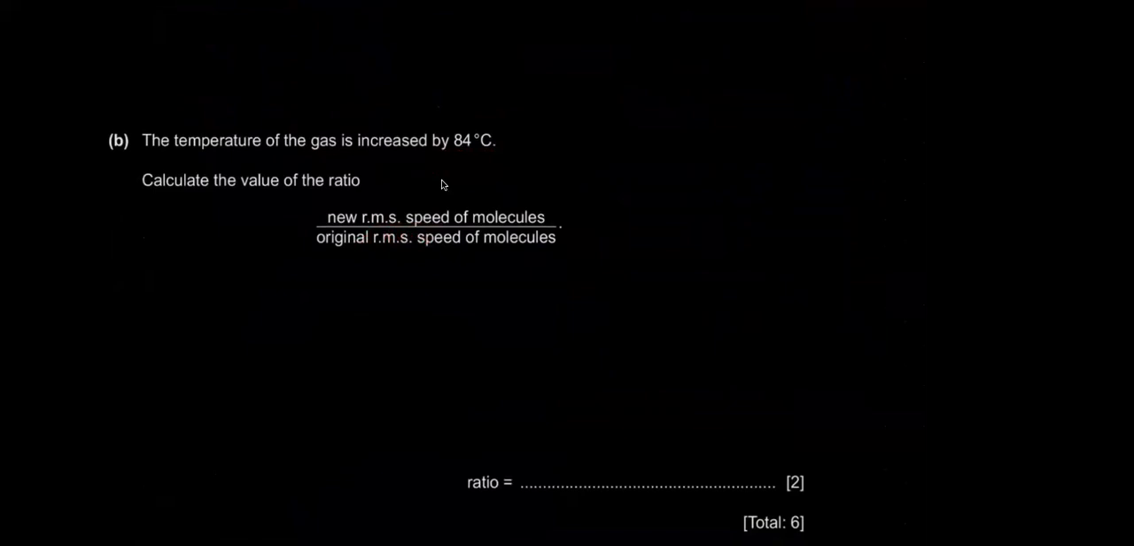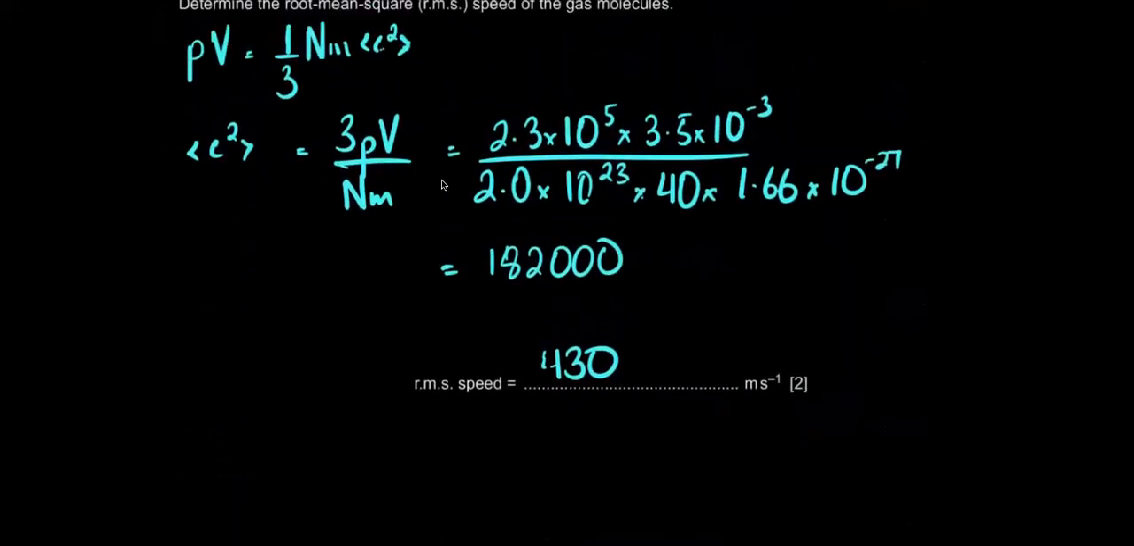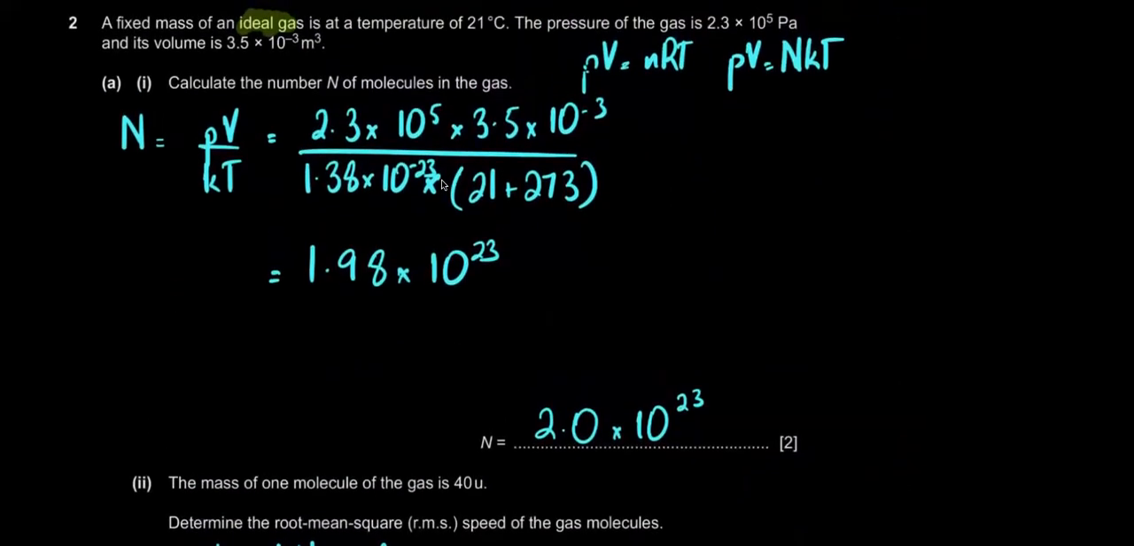If we think about what we did in the previous parts, we were given this temperature and we calculated the number of molecules according to this temperature, right? But now this temperature is going to change. So if the temperature is going to change, what is going to happen? PV is going to change, right? Temperature is like the right-hand side of this equation, so PV is going to change as well, right?